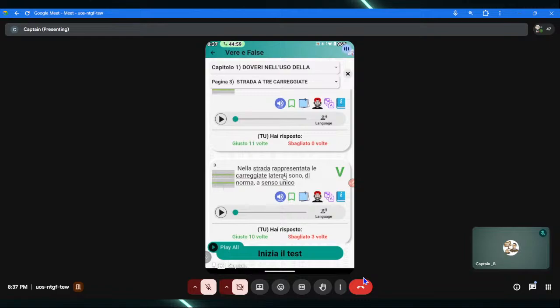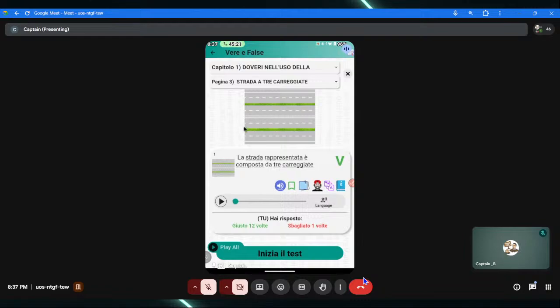All right. Nella strada rappresentata le carreggiate laterali, which is the side carriageway, sono di norma a senso unico. They are normally one-way circulation. Okay, senso unico, one-way circulation, meaning the corsia laterale. The corsia laterale is talking about this one here. This one is one-way circulation. So in this road, you are not to expect any car from this other direction.